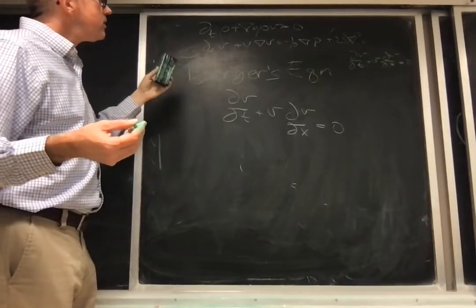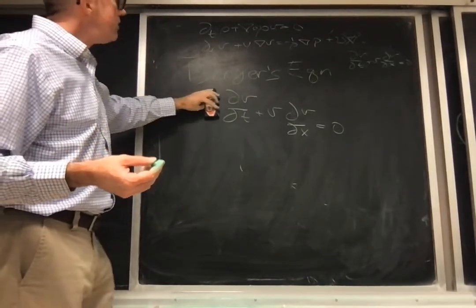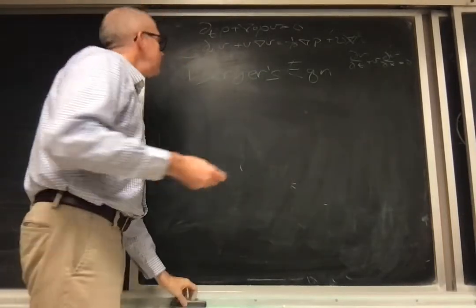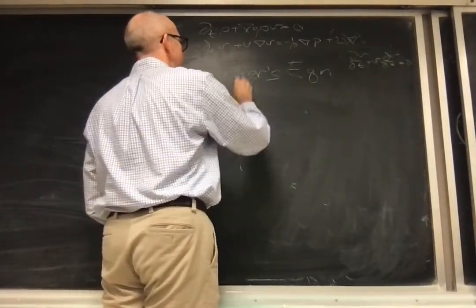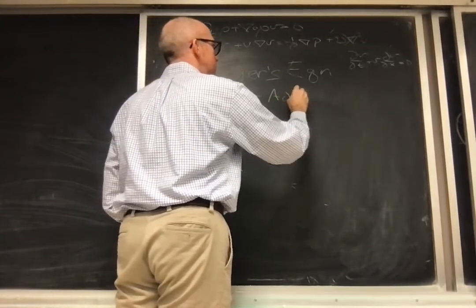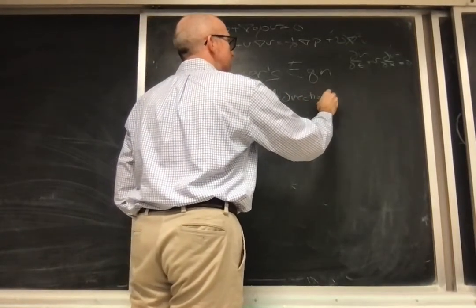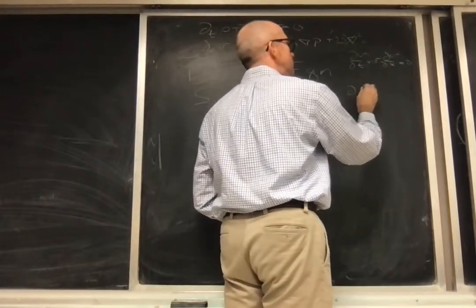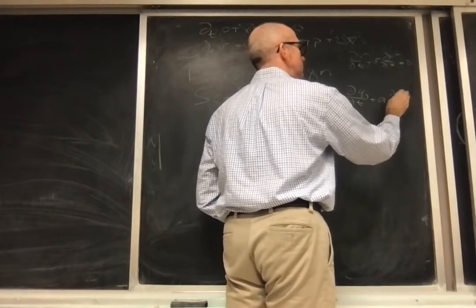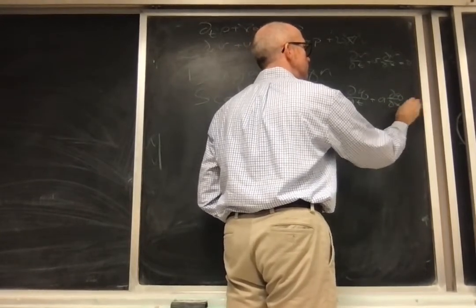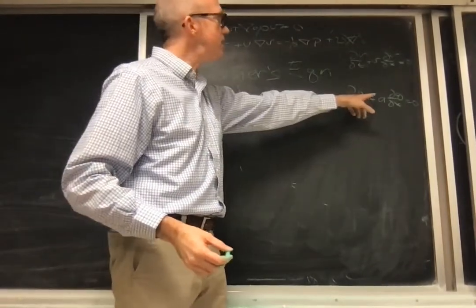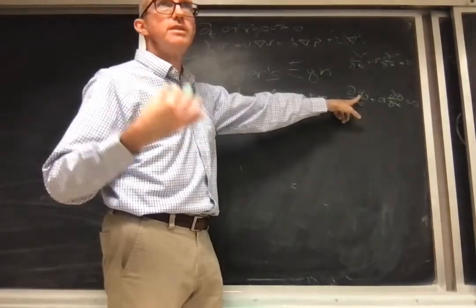How do I solve this equation? There's an easy way to solve this equation, and I'm actually going to show you with a simpler equation. Let's get even dumber. Scalar advection. Scalar advection says dq/dt plus a dq/dx equals 0. This is a very similar equation to the other one. The only difference is now I've got q. It doesn't really matter what q is.